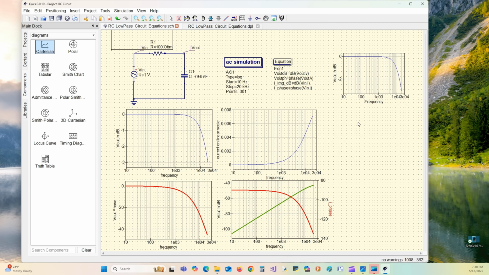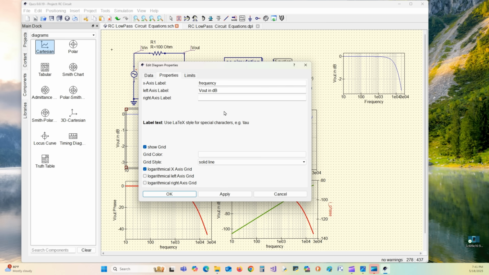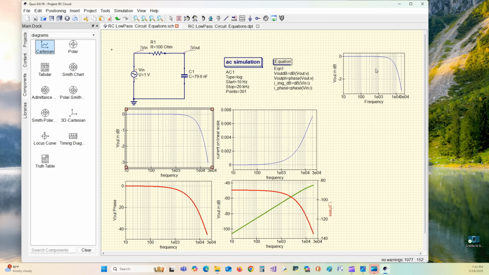And let's see, there's our graph. And it worked perfectly. It's not big enough to show the 3 dB like this one was, but as you can see, the 3 dB point is right here. And you can see in this graph, if we click on the graph, right click, left click, edit properties, you can see that we're doing the V dB out right there. Our properties is frequency, V out in dBs, show grid, we're doing logarithmic x-axis grid. Hit OK. Now we do that on all these.